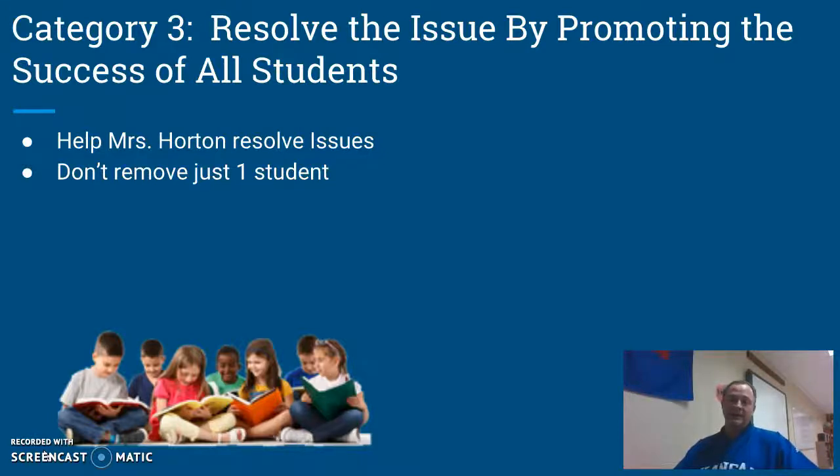And also another bad thing about removing one student is we are setting a precedent of a parent comes in and complains or requests, and we're immediately going to remove their student and change their schedule. That's not a precedent that you want to set from the beginning. Okay, we need to reassure them that we are working to try to help resolve this issue.